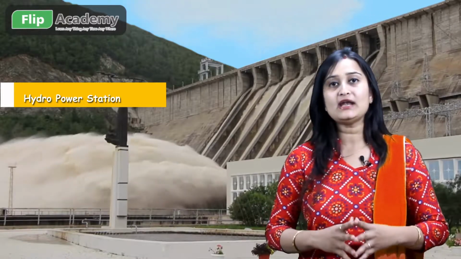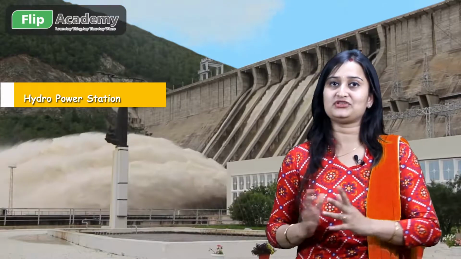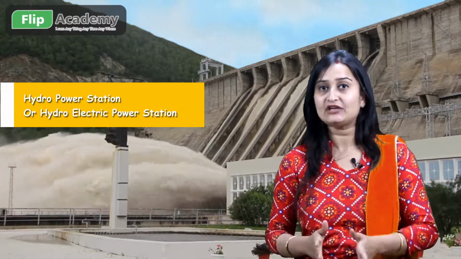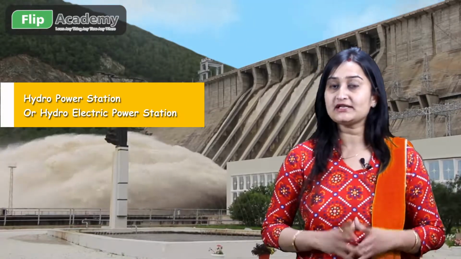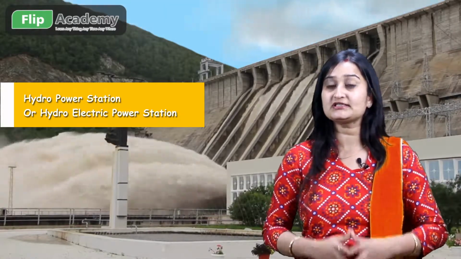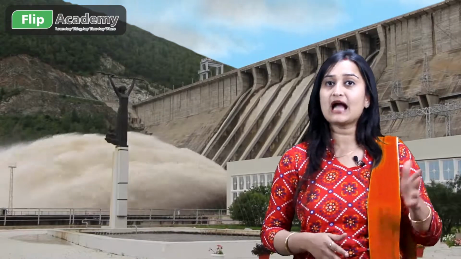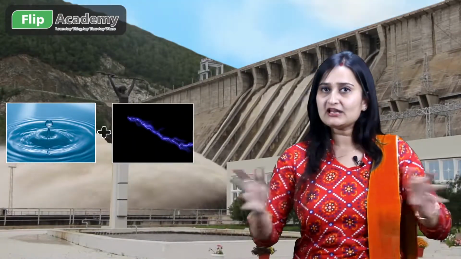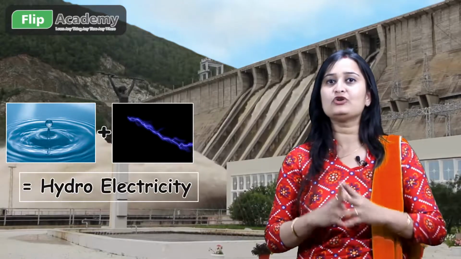and the electricity generated in this process is called hydroelectricity. Now let's start with hydropower stations. These hydropower stations are also called hydroelectric power stations. Why are they known as hydroelectric power stations? Because they are used to convert hydro, that is water, into electricity. So when we combine it, it becomes hydroelectricity.